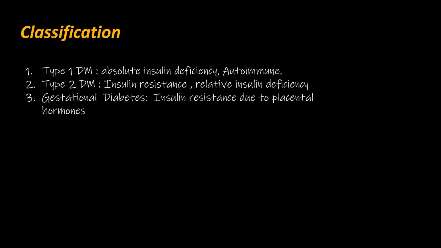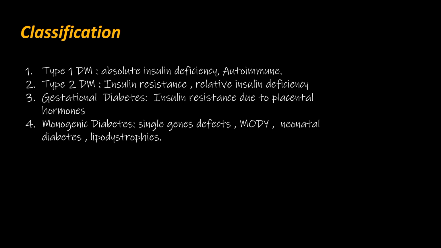Gestational diabetes, insulin resistance due to placental hormones. This type of diabetes occurs during the second and third trimester of pregnancy. It is diagnosed in patients who are not previously suffering from type 1 or type 2 diabetes, and it is because of the placental hormones, which are required for the growth of the developing baby. These patients, after delivery, their diabetes resolves spontaneously, but these patients are at risk of developing overt diabetes or type 2 diabetes throughout their life.